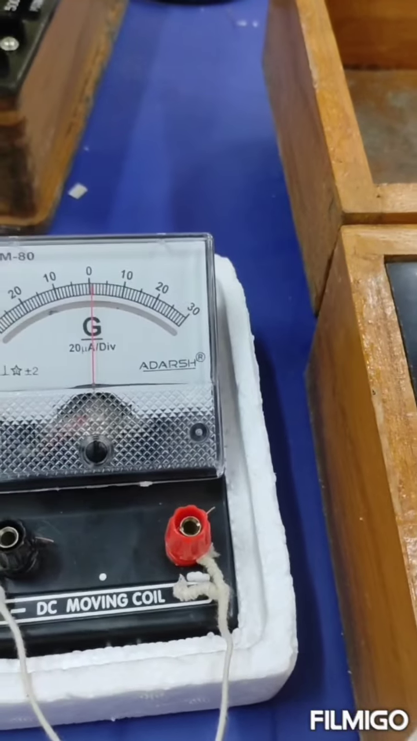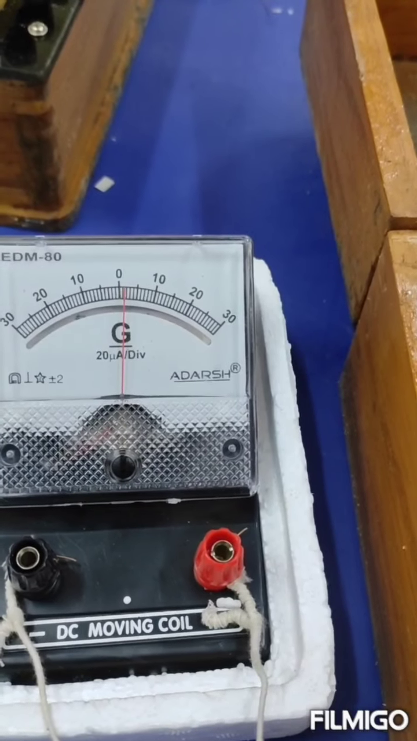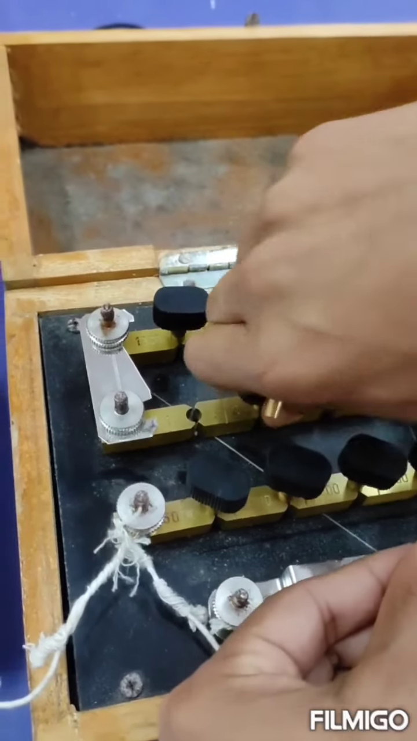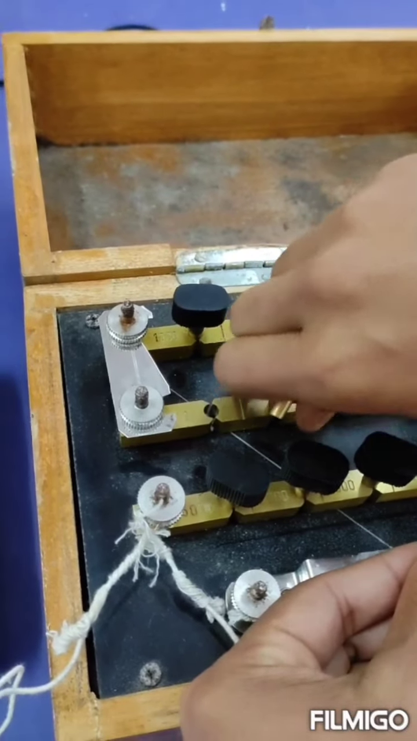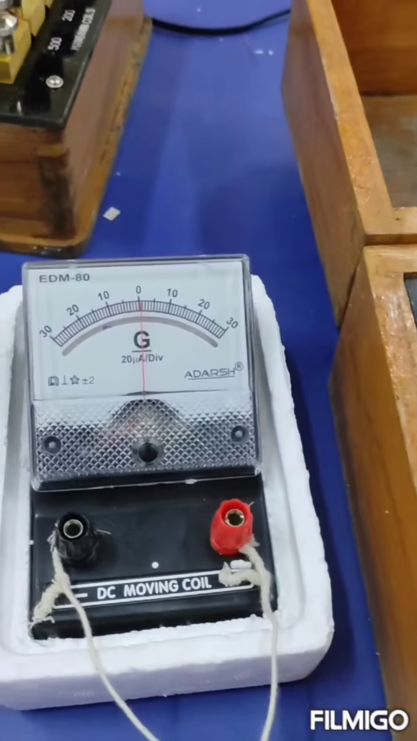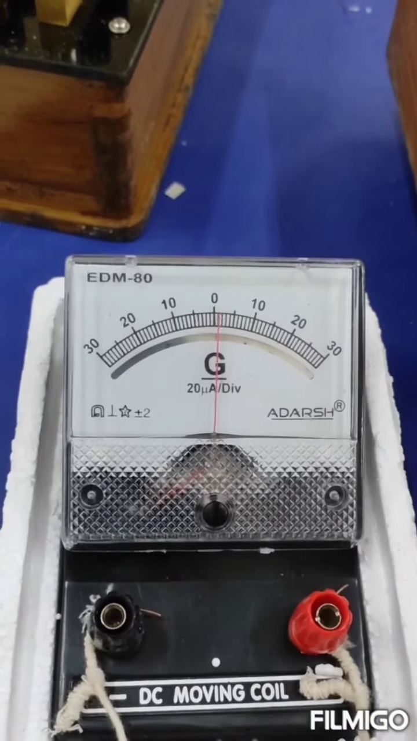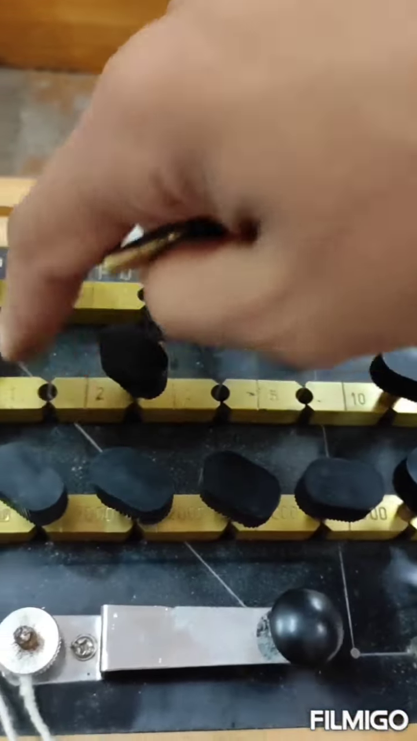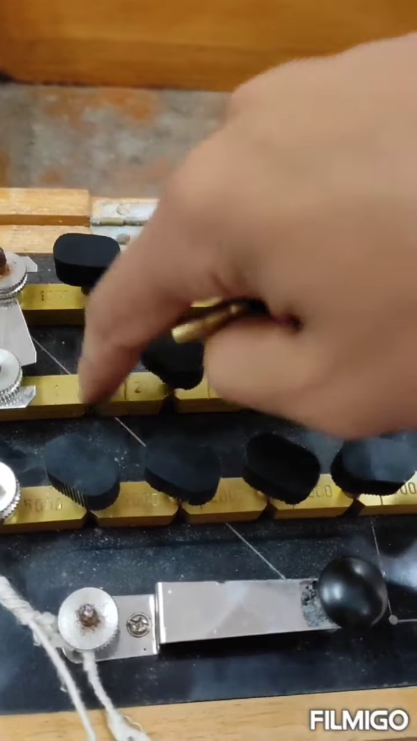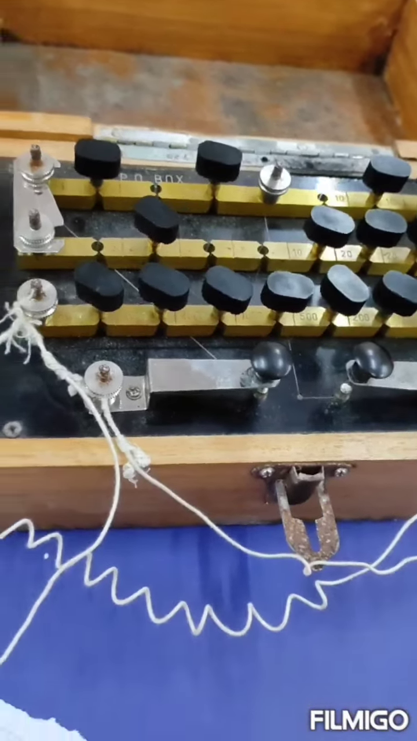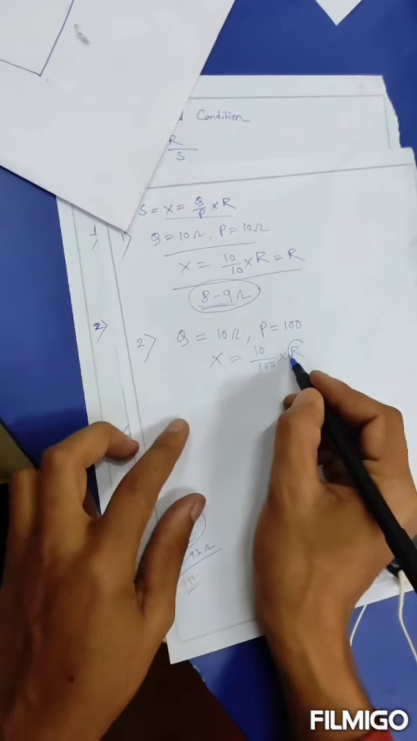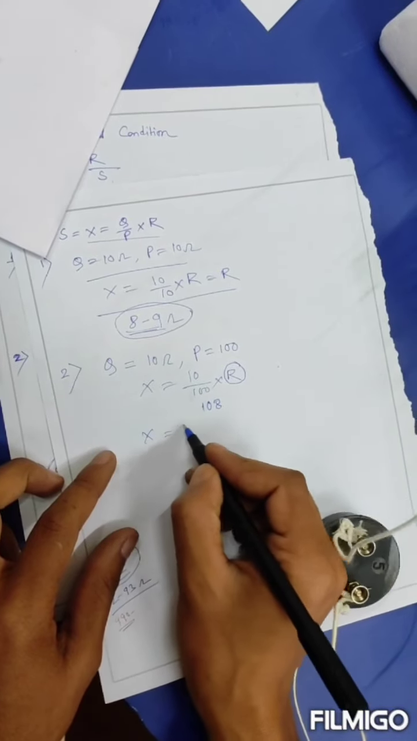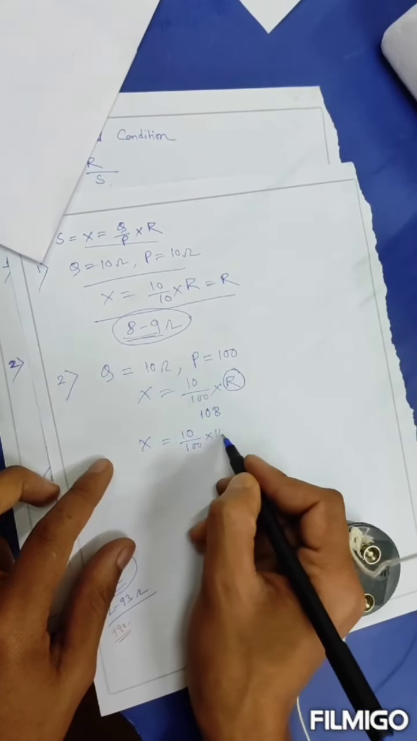For 109 it is along the right side, but the deflection is more. So the correct resistance, that is the value of R, we can choose using this. It is almost 100: here it is 5, 2, 1. It means 100 plus 5 plus 2 plus 1, that is 108. Okay, so using this Q and P value, we can choose that the R value is 108. So your unknown resistance is 10 by 100 into 108.